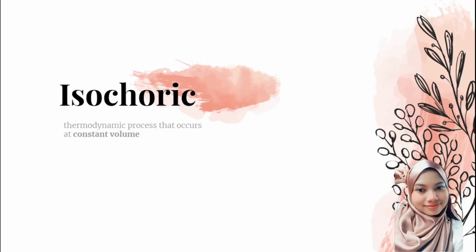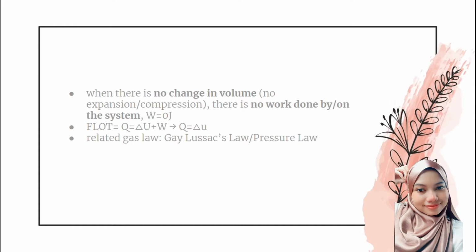Isochoric. Isochoric is a thermodynamic process that occurs at constant volume. When there is no change in volume, which means no expansion or compression, there is no work done on the system, which is W equals 0 joule. From the first law of thermodynamics, the equation Q equals delta U plus W becomes Q equals delta U. The related gas law of isochoric is Gay-Lussac's law or pressure law.